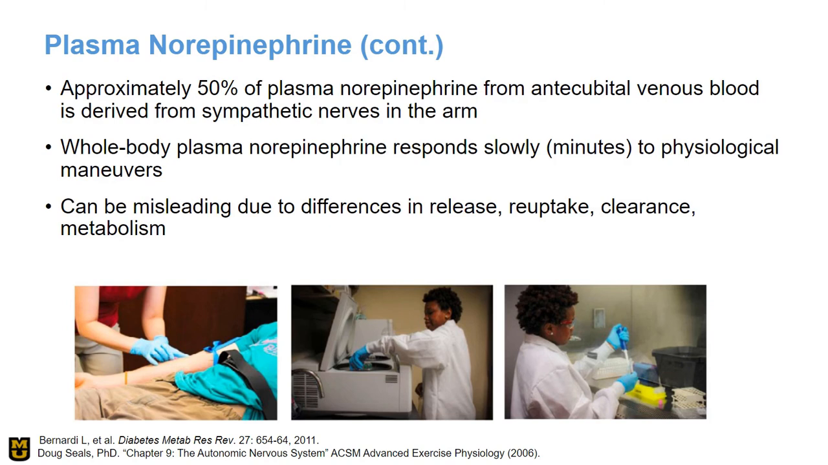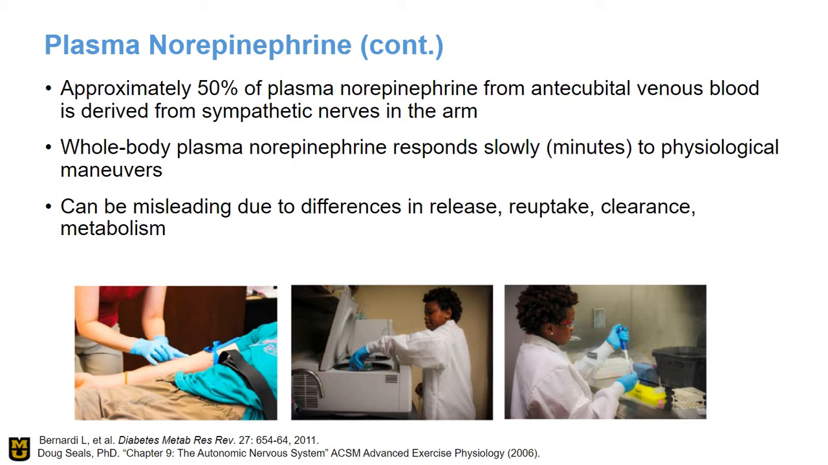The other thing to consider is that we, again, measure this in the antecubital vein in the arm. And approximately 50% of the plasma norepinephrine you're going to measure at that point is going to be coming from the sympathetic nerves in the arm. If that's not your research question, then that's not the place you want to take your sample.